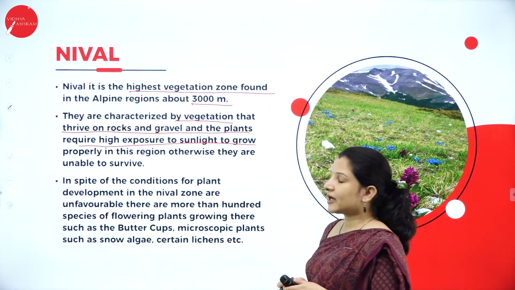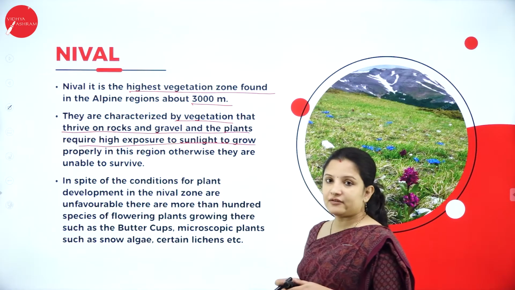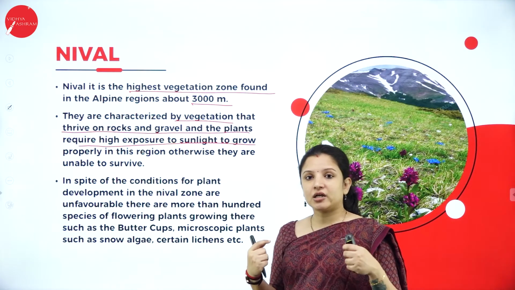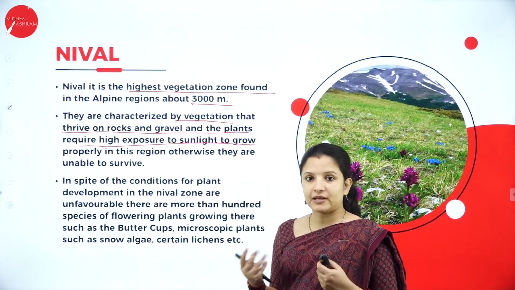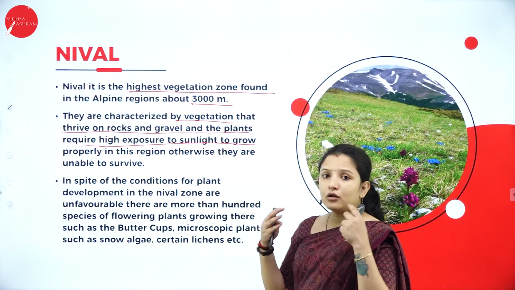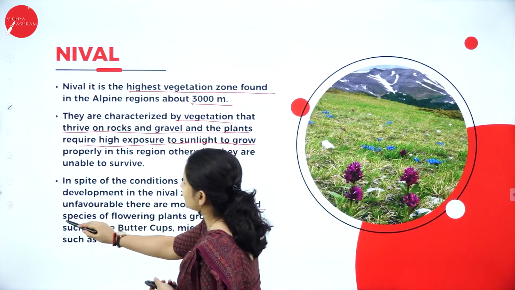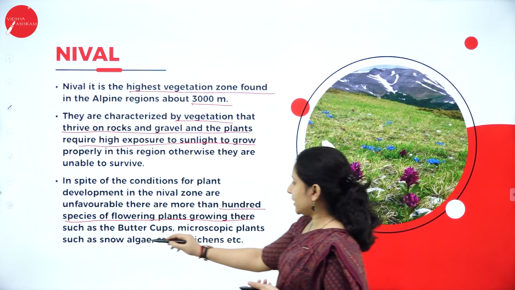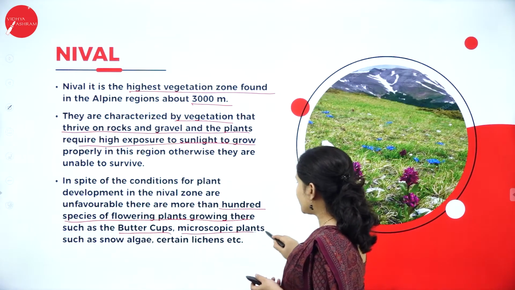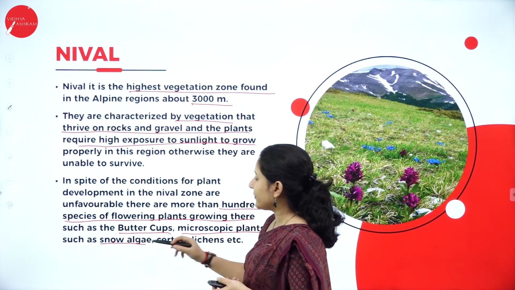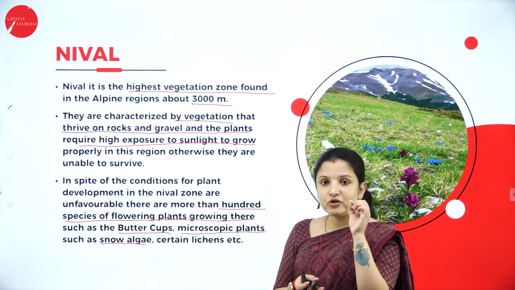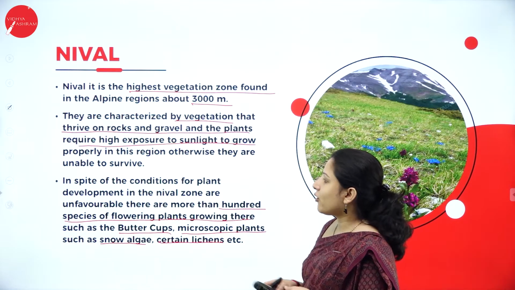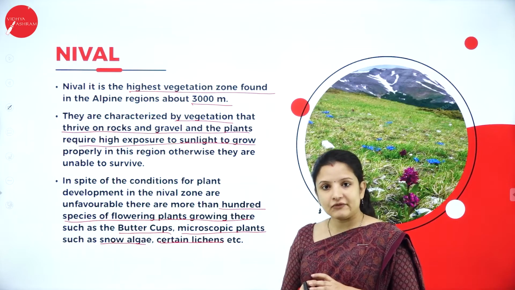So in spite of the conditions for plant development in the Nival zone being unfavorable, though the climatic condition is not that favorable, there are more than 100 species of flowering plants growing there, such as the buttercups, and microscopic plants such as snow algae. Microscopic means very, very minute plants such as the snow algae, some of the lichens, etc. All these tend to grow in the Nival region.